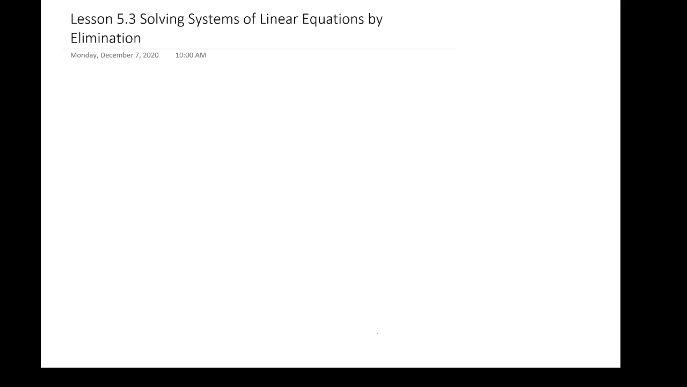Greetings. We're going to do another method for solving systems of linear equations, this time using what's called the linear elimination method. So far, we have done substitution. I'm going to suggest one other method for solution here. We're going to have negative 2x plus 3y equal to 4, and positive 2x minus y equal to negative 8.